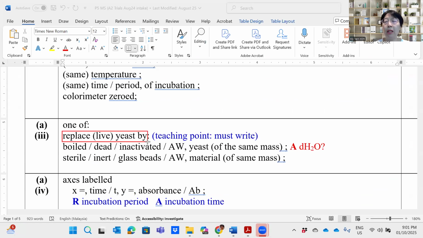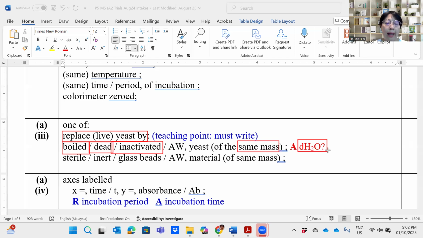The enzyme in this particular experiment is actually the yeast. So we need to replace the yeast by what? Boiled yeast, dead yeast, inactivated yeast. Most of you will say boiled yeast, of the same mass. You must standardize everything other than one being boiled and one not boiled. The rest must be exactly the same, so the same mass, same volume. If you say replace it with distilled water, it must be the same volume of distilled water. Some students wrote distilled water, I accept, but you must say the same volume of distilled water.